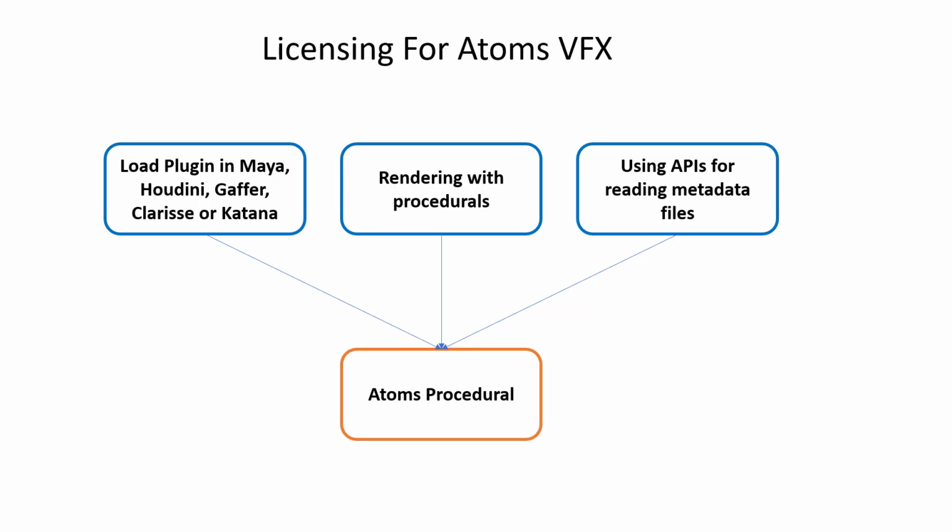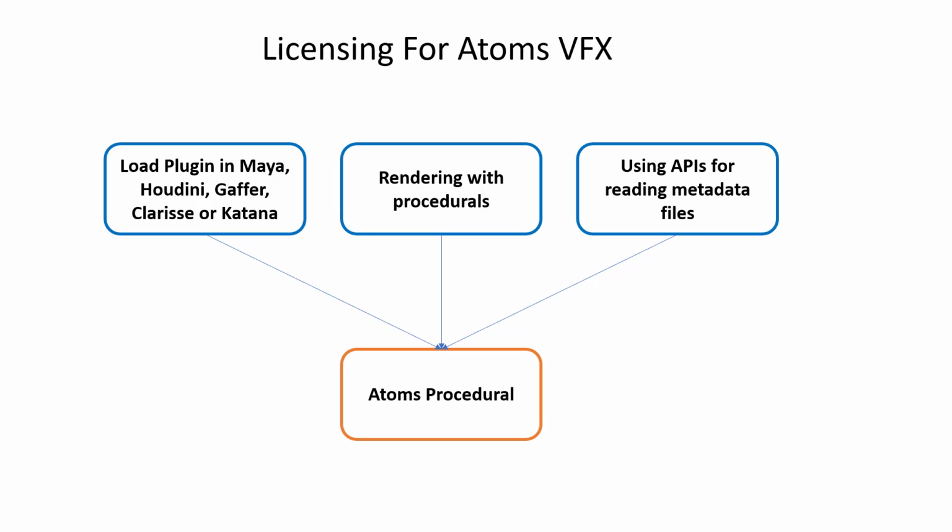And also if you use our APIs for doing standard actions like reading metadata files or cache files and so on. So this would be with Python or C++. At this stage, if you have the plugin loaded, for instance in Maya or Houdini, if you create an Atoms proxy node, you are still using just the Atoms procedural license.